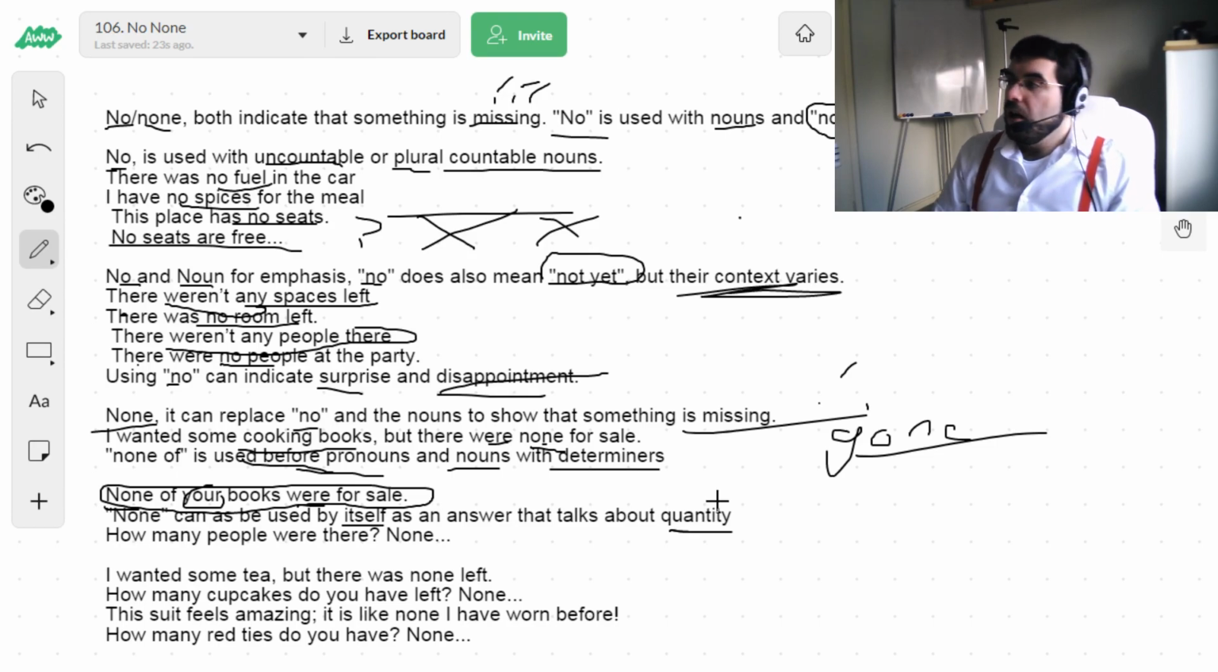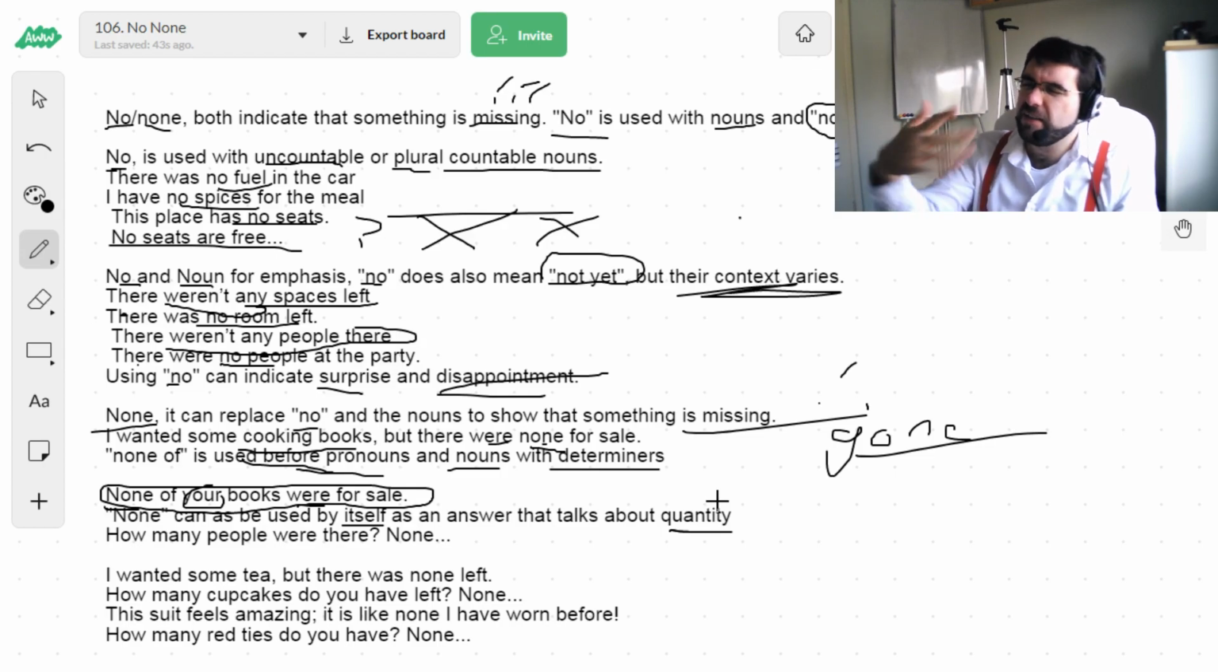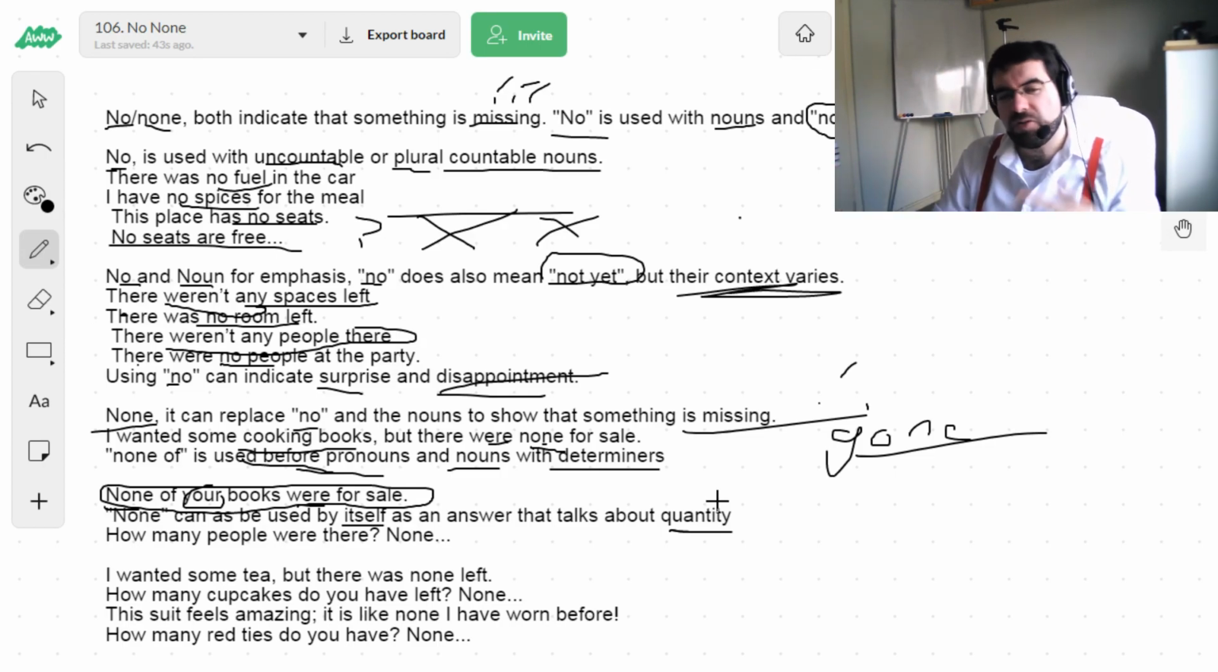But there was none at my party, but there was loads at his party. No one. How many books were for sale? None for me, but there was loads of other people. There were no books of interest.